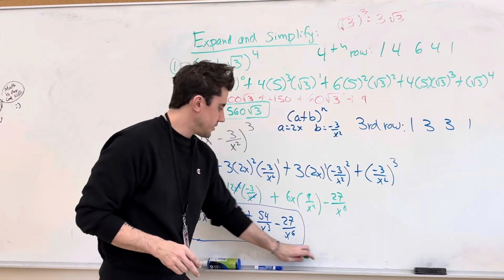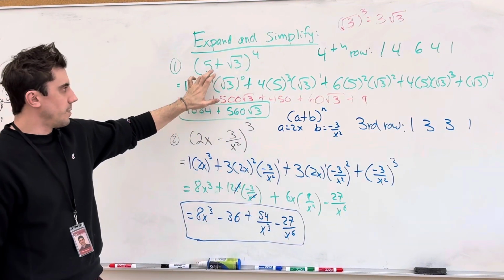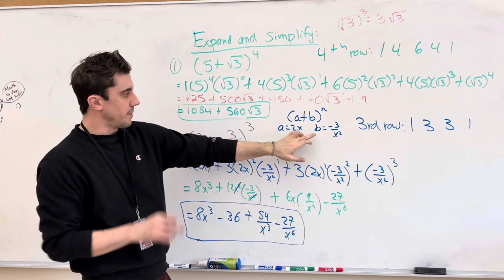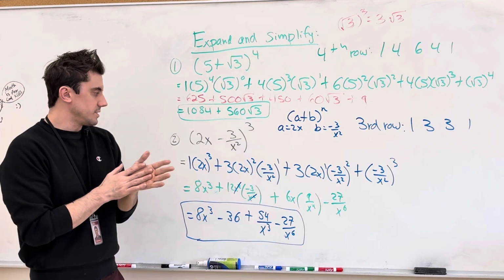Again, just an expansion using the binomial theorem of a plus b to the n, where the first term in the binomial is a, the second term in the binomial is b. Two different examples, one using radicals, one using a variable.